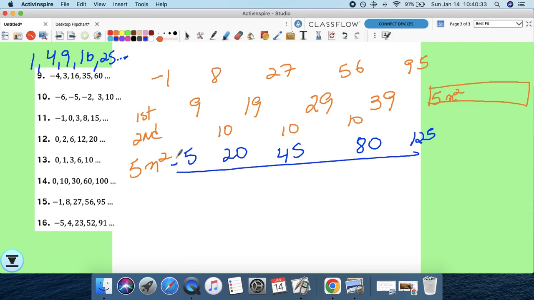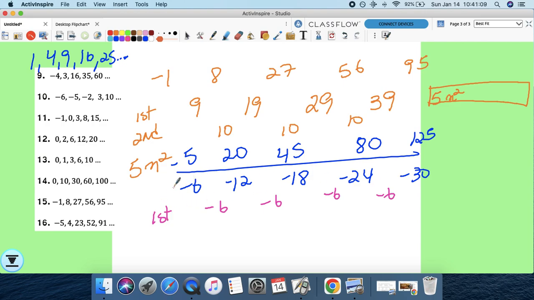So let's subtract. Negative 1 minus 5 is negative 6, 8 minus 20 is negative 12, 27 minus 45 looks like negative 18, 56 minus 80 is 24? Yeah, it is negative 24. And then negative 30. So, start the whole process again. First difference, how do I get from negative 6 to negative 12? Well, I subtract 6, subtract 6, subtract 6, subtract 6.